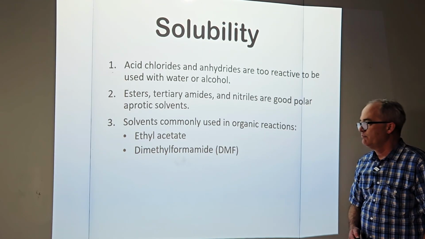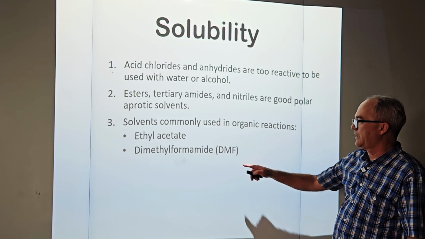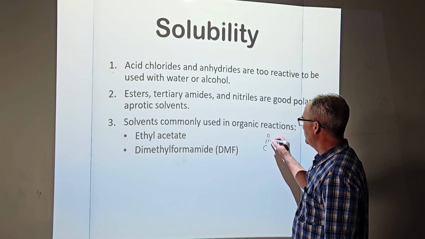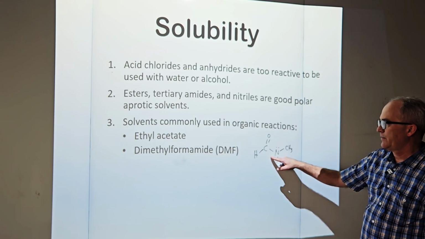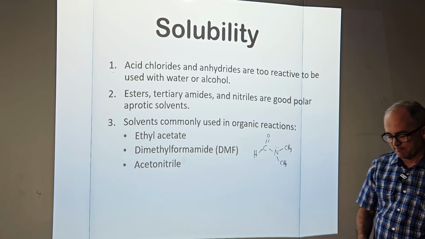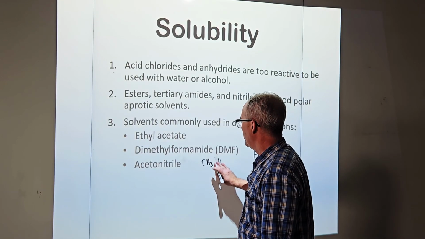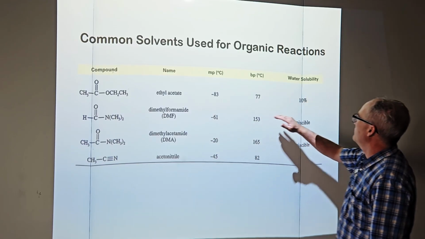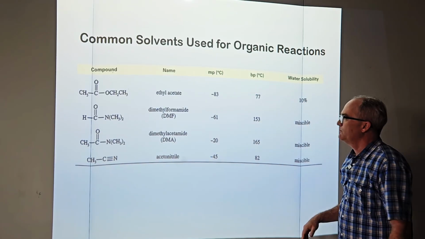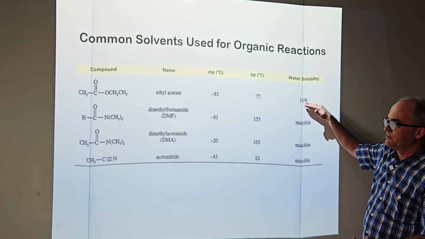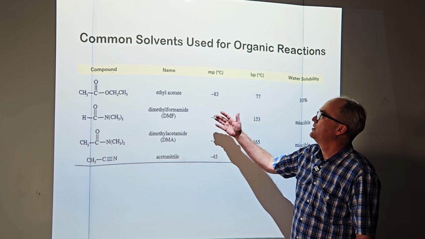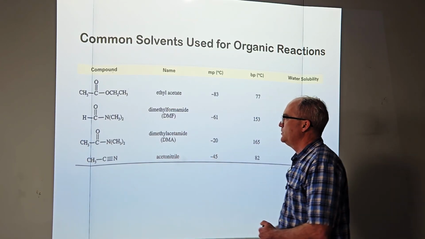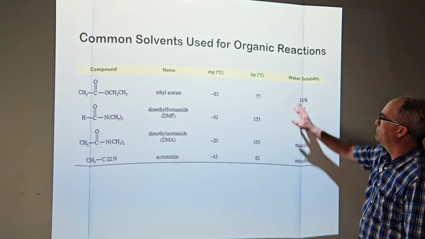Ethyl acetate, dimethylformamide. With our nomenclature, we ought to be able to write this formula or structure. Dimethylformamide, acetonitrile. This has got to be a common name. Well, why don't I do the Lewis structure? So ethyl acetate, not totally soluble. You can make a 5% solution, 8% solution. Can't make a 20% solution. The rest of these totally miscible with water. Of course, we can dry these and use them in situations where we don't want any water.